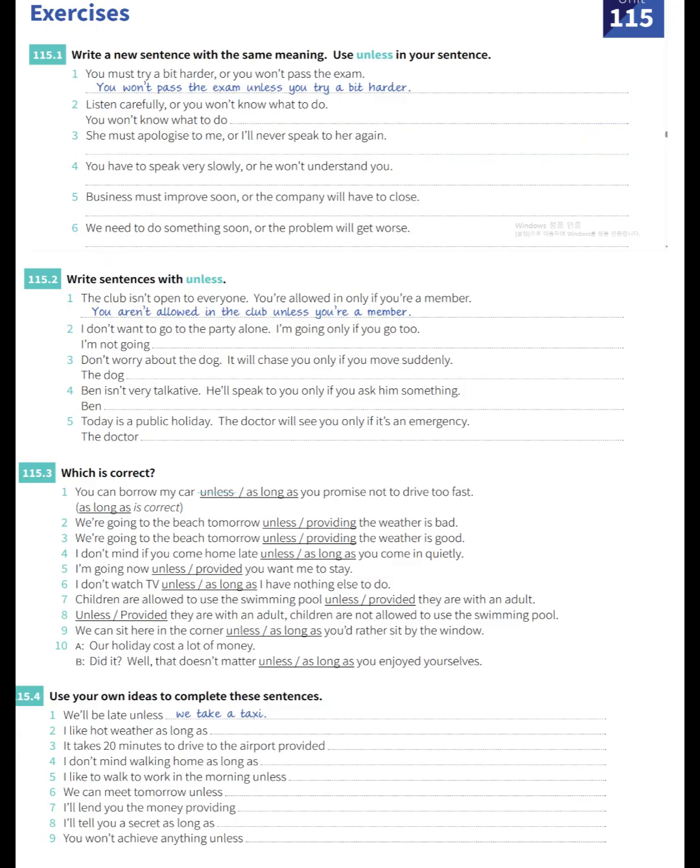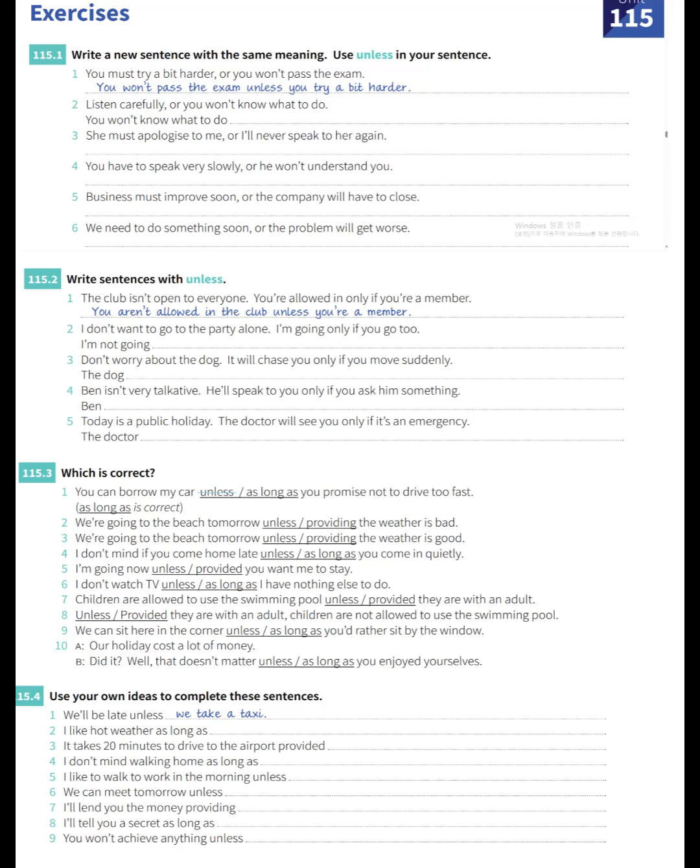You scroll. Okay. That's quick. Write a new sentence with the same meaning. Use unless in your sentence. You must try a bit harder or you won't pass the exam. You won't pass the exam unless you try a bit harder.